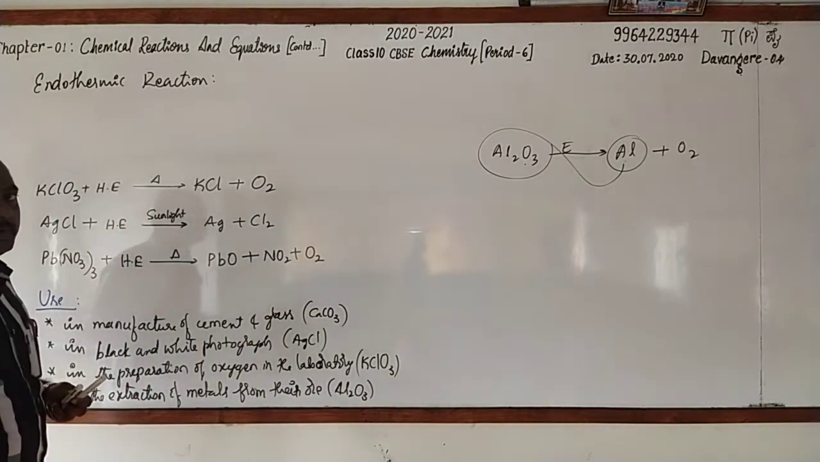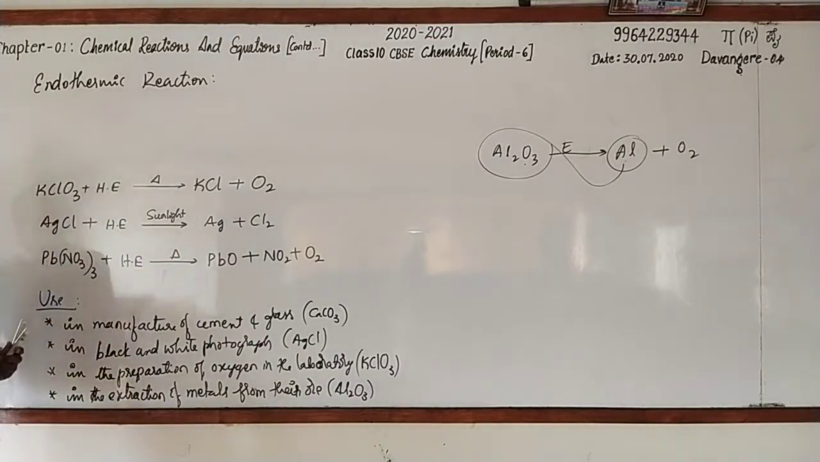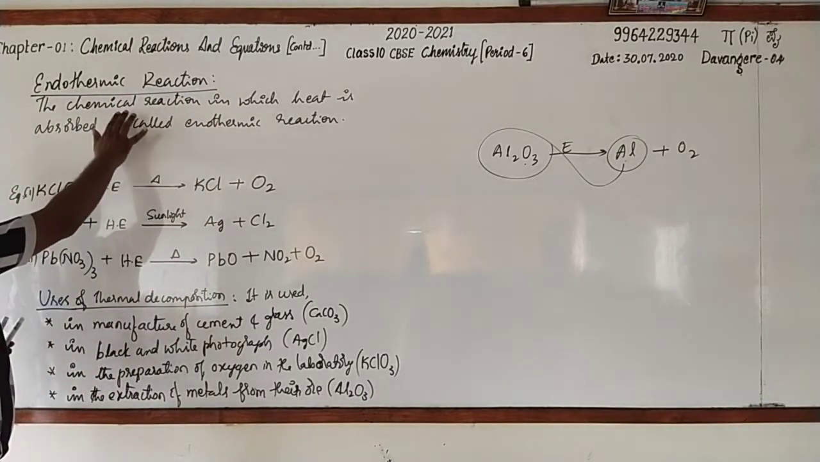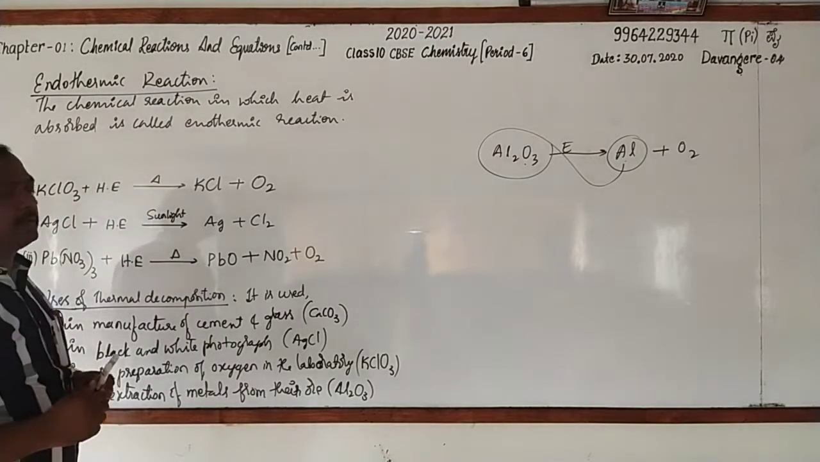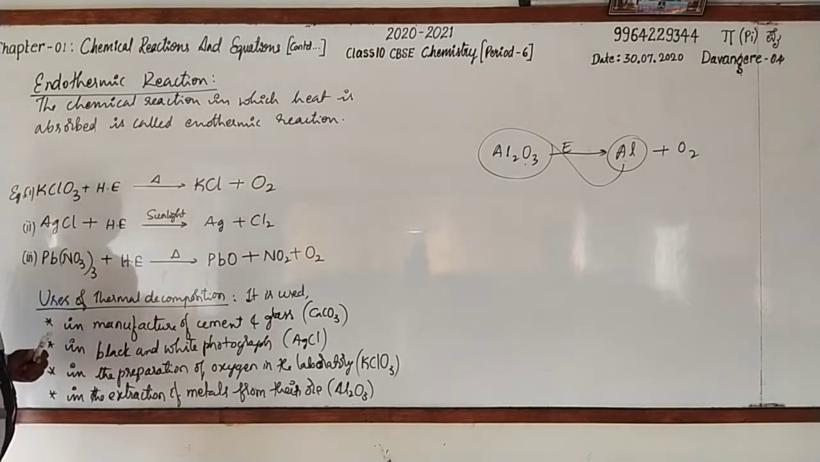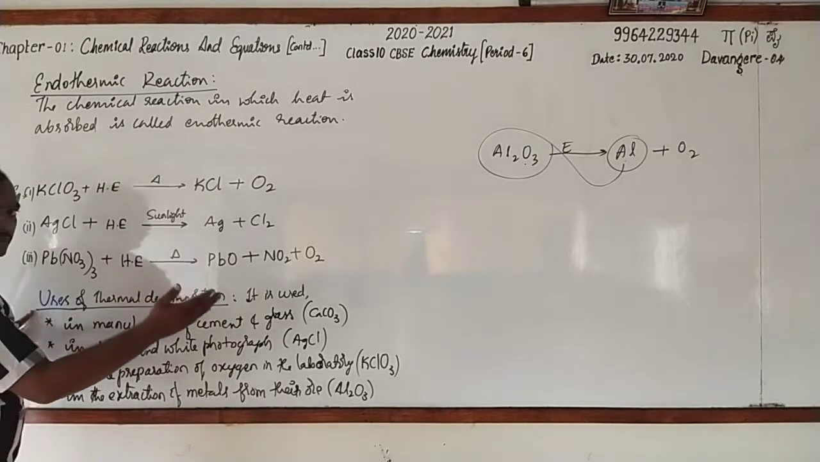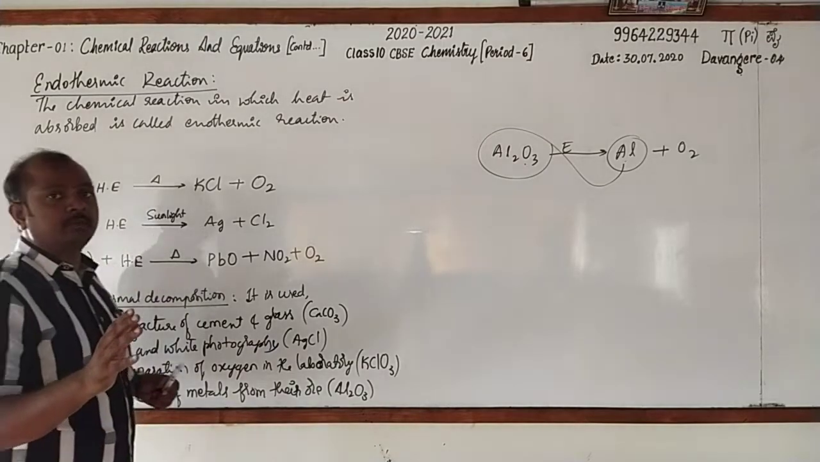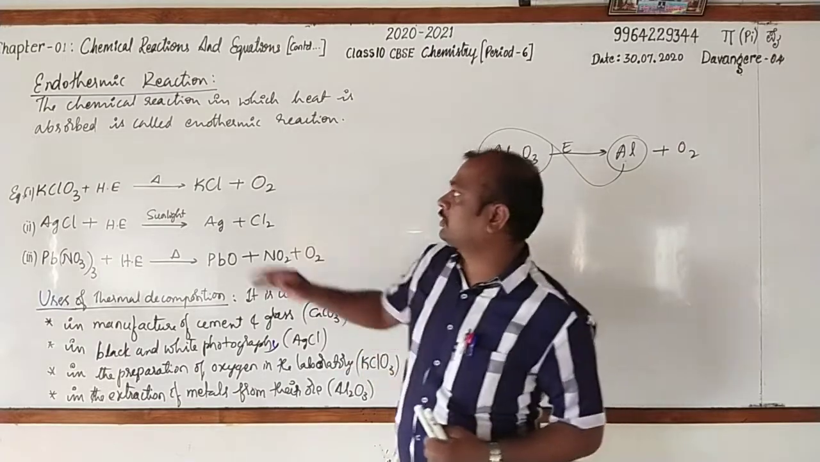Now we'll move on to the next part of this chapter. Before that, I'll write the definition of endothermic reaction. Observe, here I have written it. The chemical reaction in which heat is absorbed to form the products is called an endothermic reaction, and these are the three examples. Next heading: uses of thermal decomposition. Below that you can write: thermal decomposition reaction is used in the manufacture of cement and glass, in black and white photography, in the preparation of oxygen in the laboratory, and in the extraction of metals from their ore. Clear? Yes. Please copy from there to here.